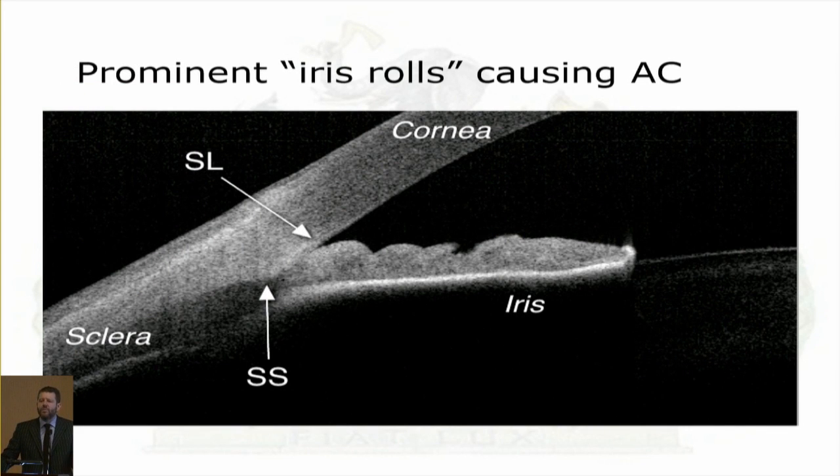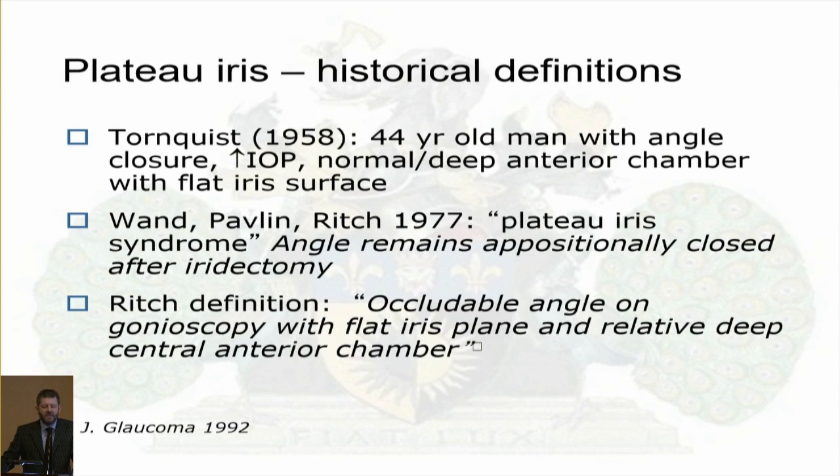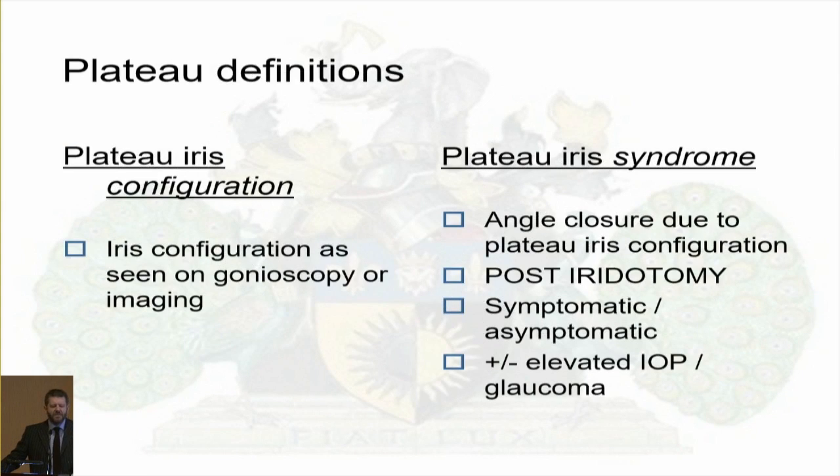There are lots of different ways that we can get iridotrabecular contact, persistent angle closure after iridotomy. You can get very prominent lens iris rolls, you can get thick peripheral iris, you can get classic plateaus. There are lots of historical definitions, but ultimately Rich's definition, that it was an occludable angle on gonioscopy with a flat iris plane and a relatively central deep anterior chamber, I think holds true.